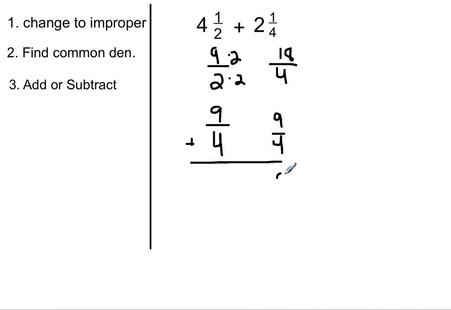18 and 9 is 27 over 4. I can leave it this way, or I could turn it back into a mixed number. How many 4s go into 27? Well, 4 times 6 is 24. 4 times 7 is 28. So it could only go in 6 times, which is 24, with 3 left over, and my denominator stays the same. So 4 1/2 plus 2 1/4 is 6 3/4, or 27/4.